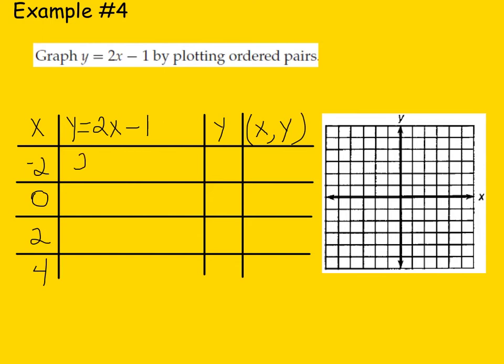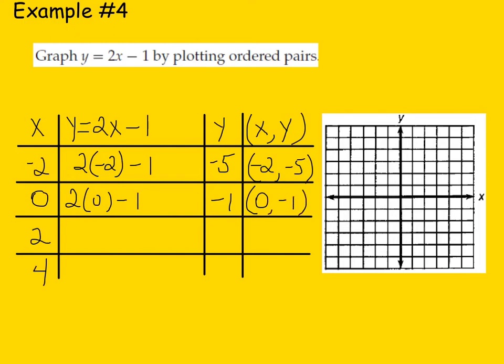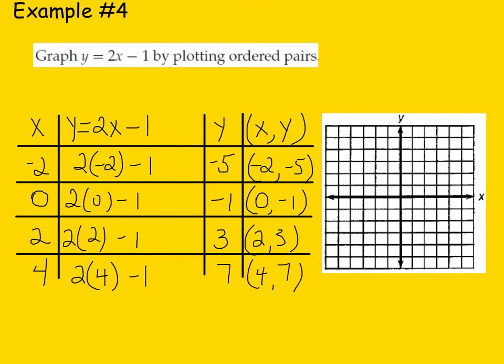Okay, so we have 2 times negative 2 minus 1, which would be negative 4 minus 1, which is negative 5. So negative 2, negative 5 is our first ordered pair. 2 times 0 minus 1 would be 0 minus 1, which is negative 1. So 0, negative 1 is our next point. 2 times 2 minus 1 is 4 minus 1, which is 3. So 2 comma 3. And lastly, 2 times 4 minus 1, which would be 7. So 4 comma 7.